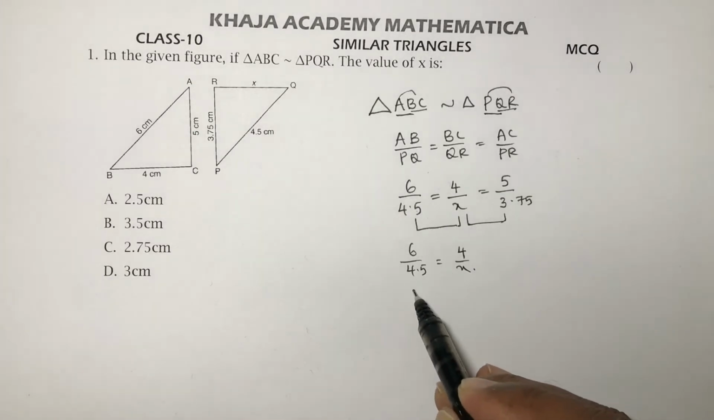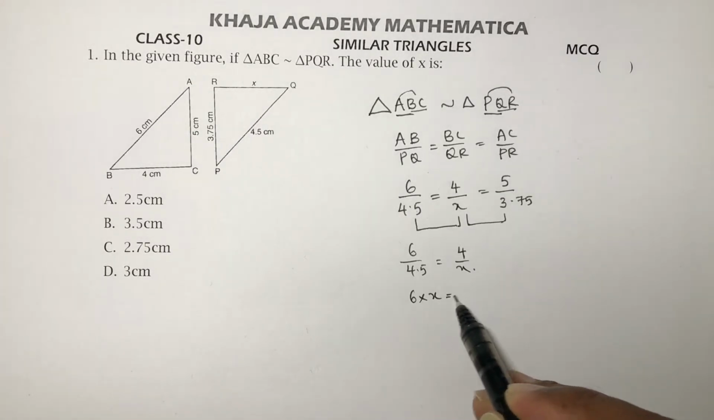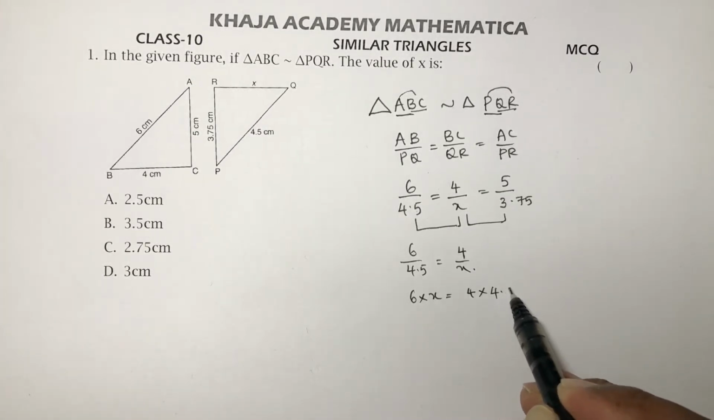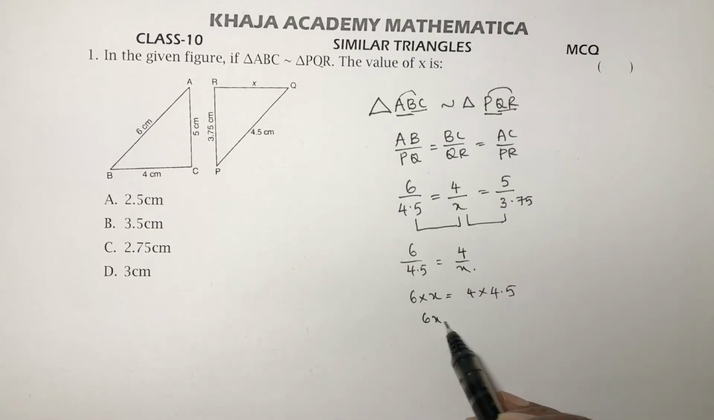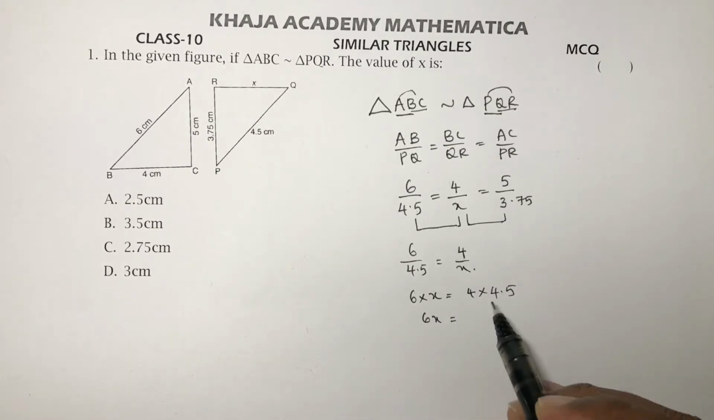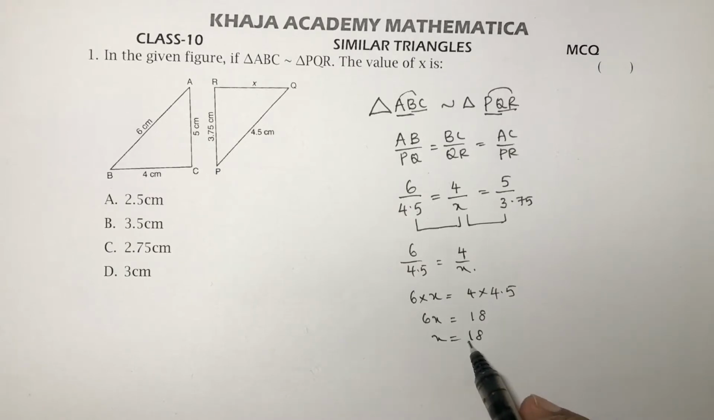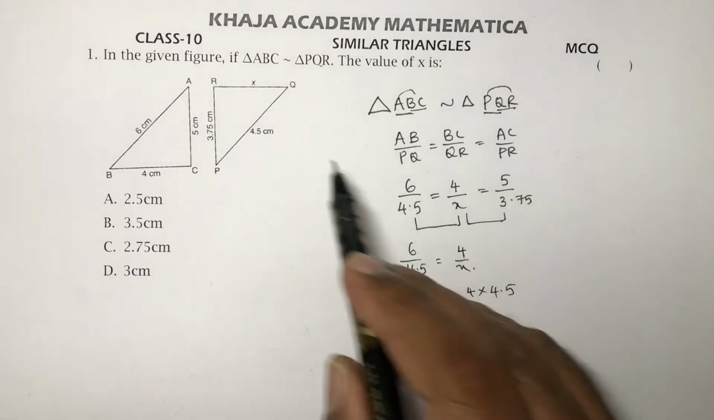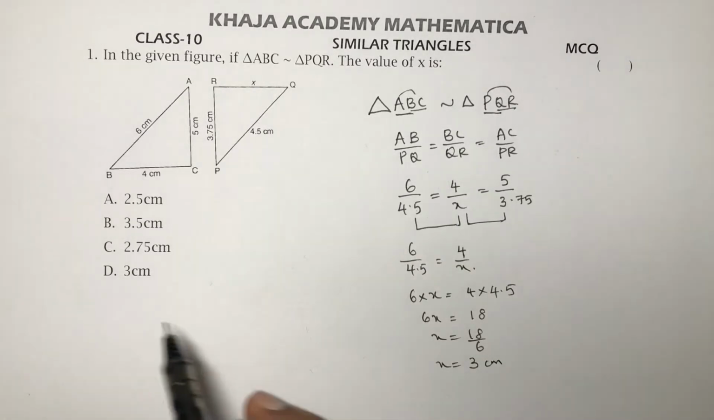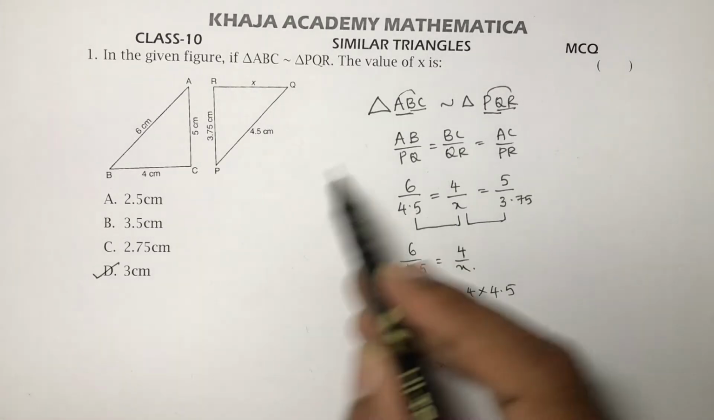So if you cross multiply, 6 times X is 4 times 4.5. So 6X equals 4.5 into 4, which is 18. So X equals 18 by 6. So X equals 3 centimeters. So the correct option is D.